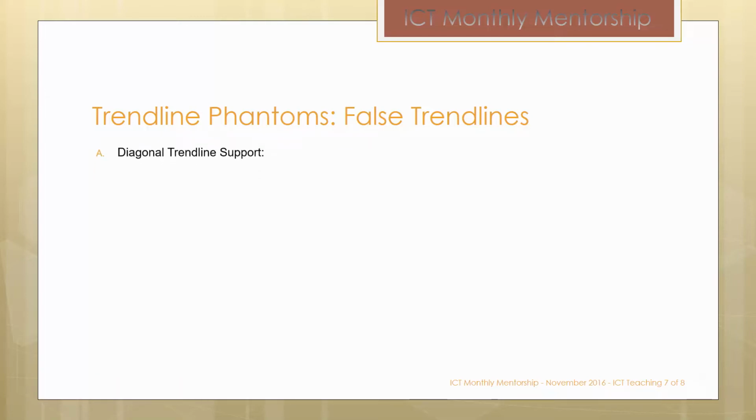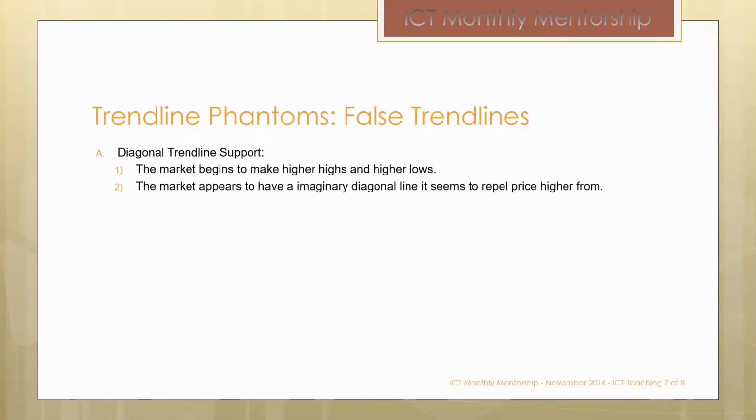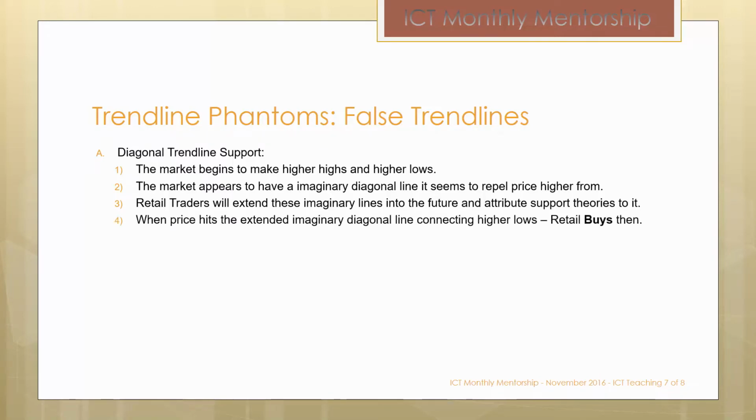And the first is going to be diagonal trendline support. The priming is done by way of seeing the market begin to make higher highs and higher lows. The market appears to have an imaginary diagonal line it seems to repel price higher from. Retail traders will extend these imaginary lines into the future and attribute support theories to it. When price hits the extended imaginary diagonal line connecting higher lows, retail traders buy it then.